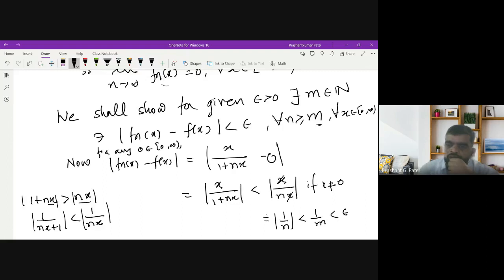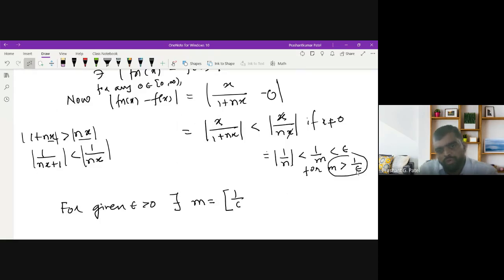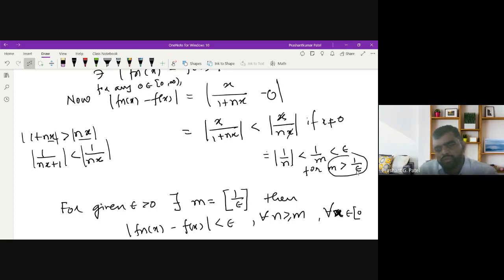So I will choose a value of m which satisfies this, and this is true for m greater than 1 upon epsilon. So this gives you the value of m. What is your m? It is the next integer to 1 upon epsilon. So for given epsilon greater than 0, there exists m, which is the next integer to 1 upon epsilon. Then mod of fn(x) minus f(x) is less than epsilon for every n greater than or equal to m, and for every x in the closed interval 0 to infinity.